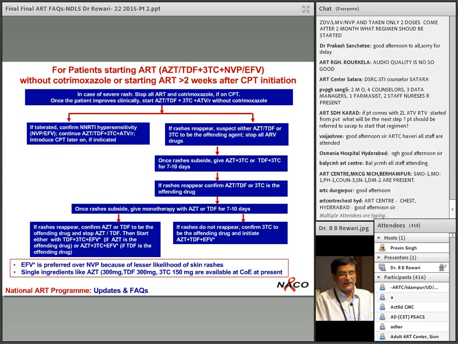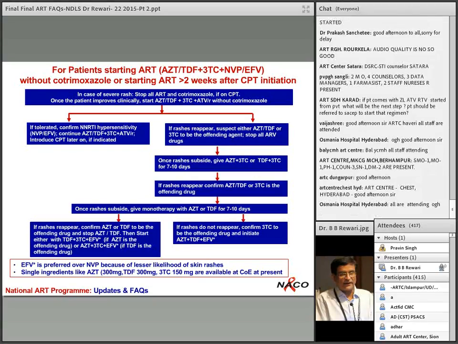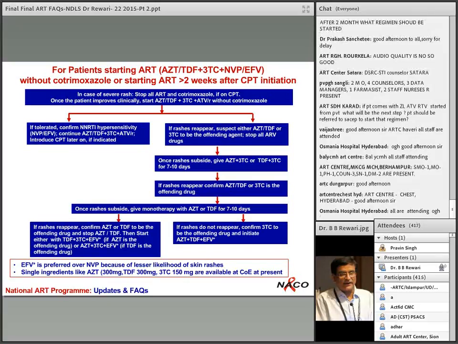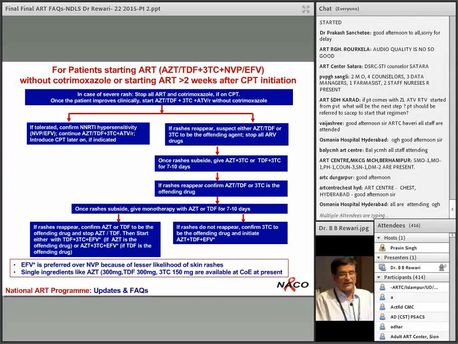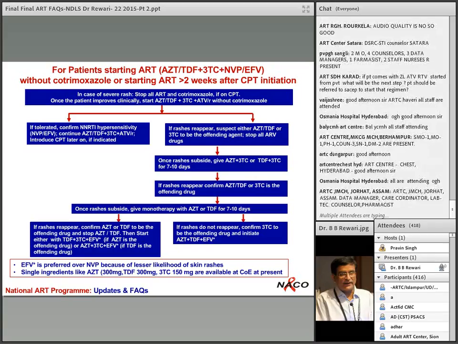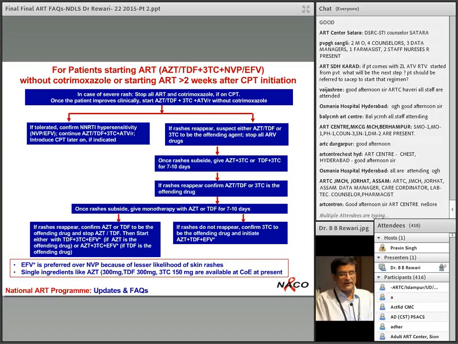So in this sequence we replace the NNRTI first and see whether the rash resolves or not, and in case the rash is not subsiding, then we actually substitute the NRTIs. So basically this algorithm needs to be followed in cases which have NNRTI rash, and this algorithm is used for detecting basically even lamivudine toxicity.